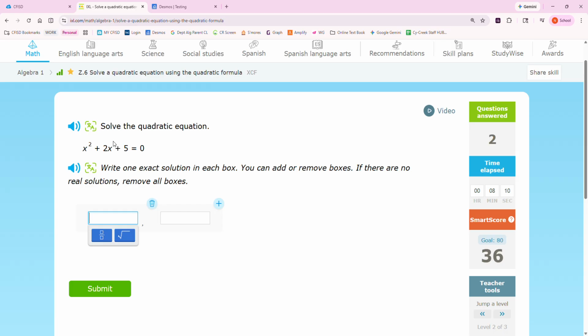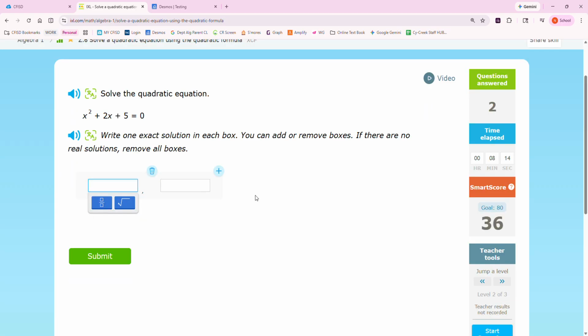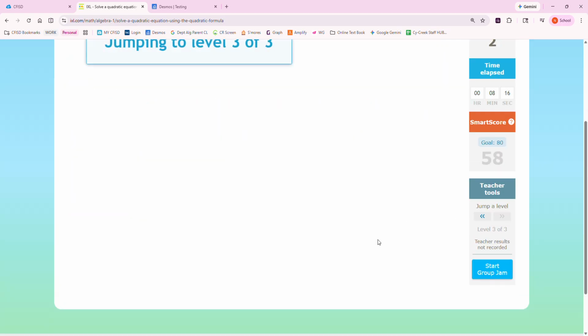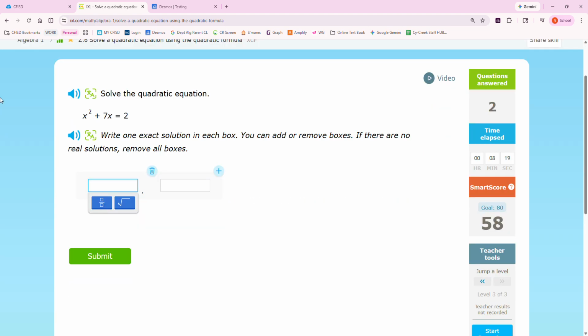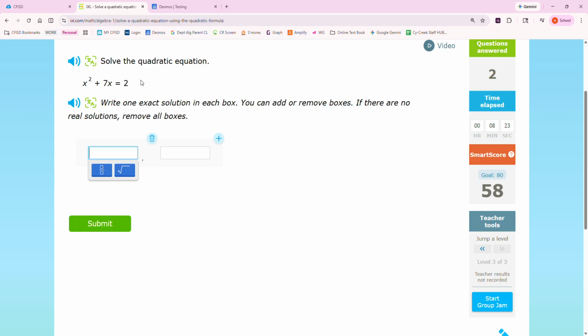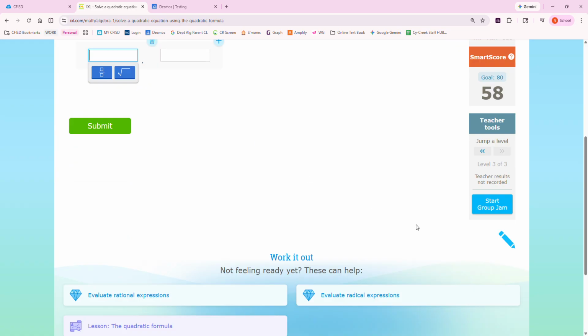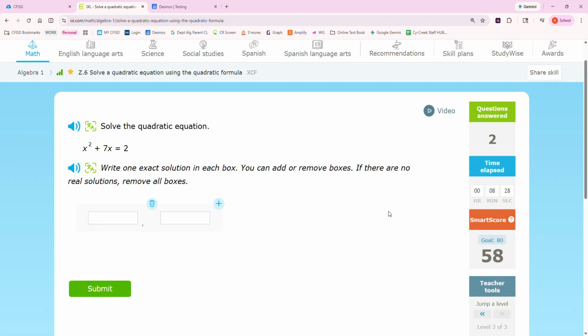All right, so that's pretty much all you're doing. Do be aware that some of these you're going to have to simplify that radical number. Let me go up a level. Let's see. Level 3. So this one here, the only difference on these is that you have to make sure that you move that 2 over and rewrite it when you identify. So this is going to be x squared plus 7x minus 2 equals 0. So our A term is 1, B is 7, and our C is -2.